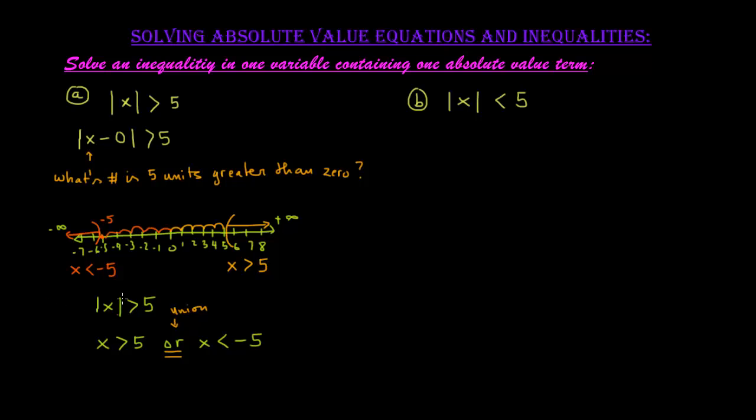And as we observe, the first inequality stays exactly like the original problem. And for the second inequality, we have to flip the inequality sign and change the sign of the number. So that's how we do absolute value of x greater than 5.